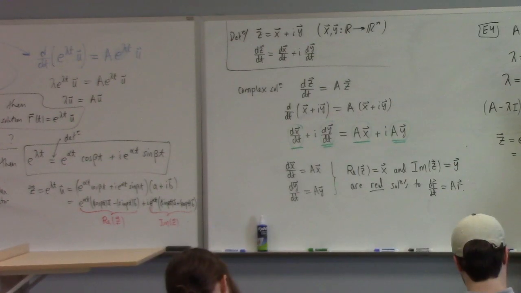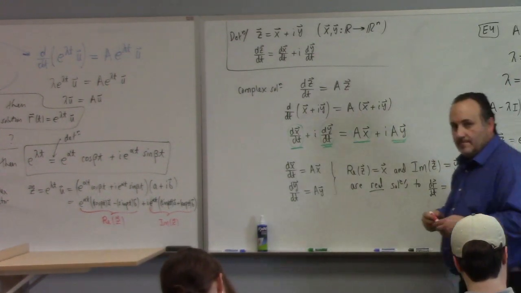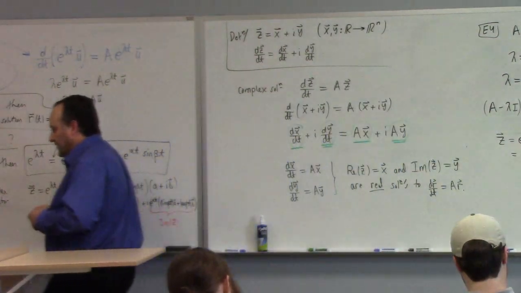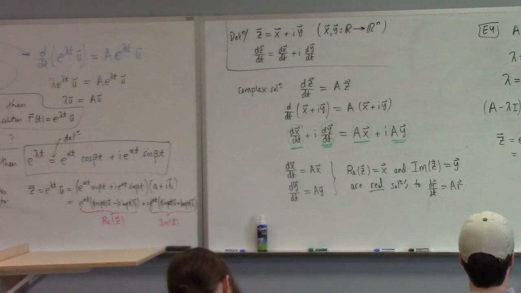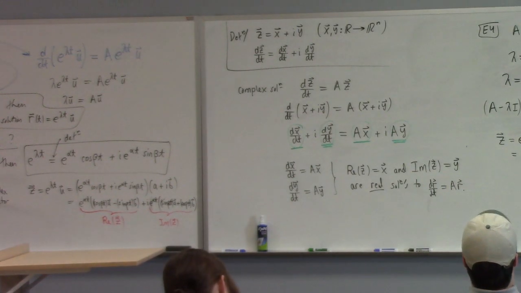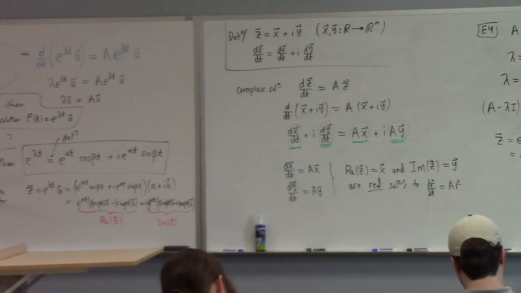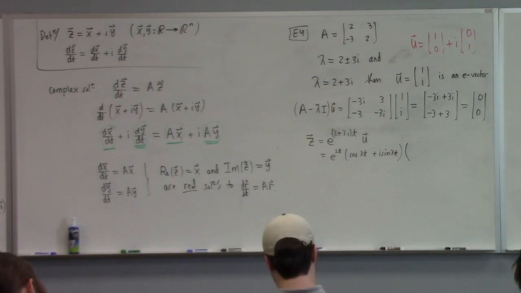One, 0, right? Do you see that? The a and the b, the real part and the imaginary part of the complex eigenvector, for my example right now, they're simply the standard basis. They're simply the standard basis. So let us finish constructing the solution here.